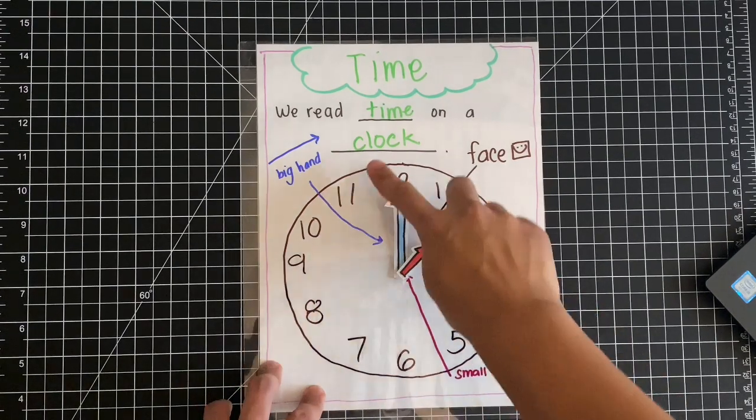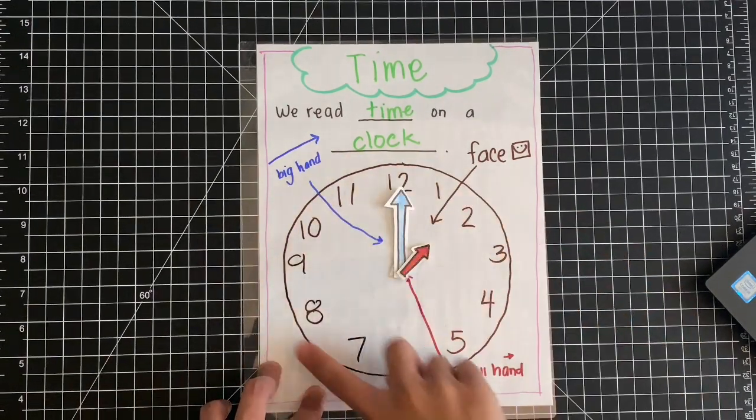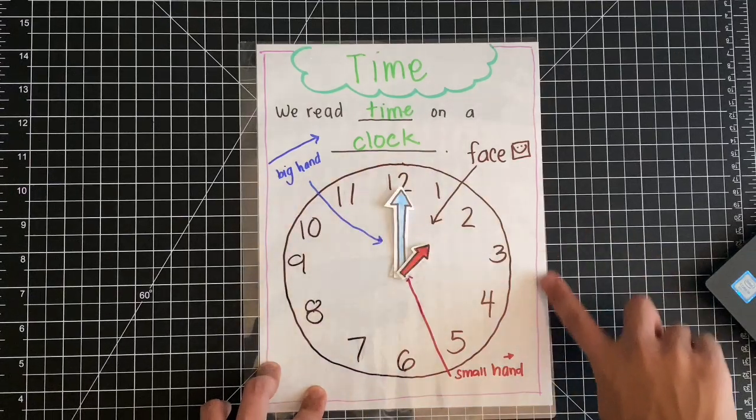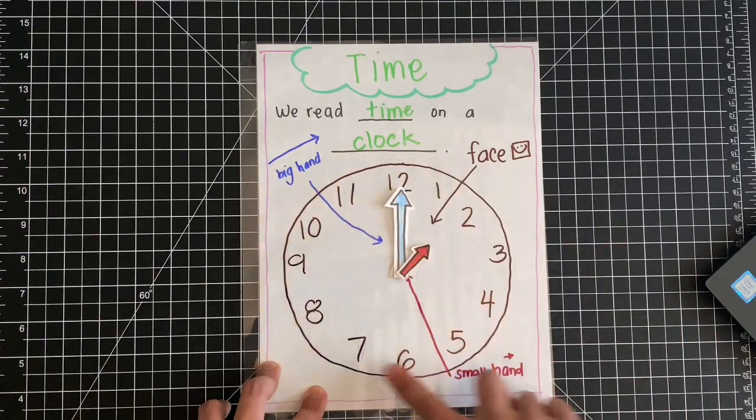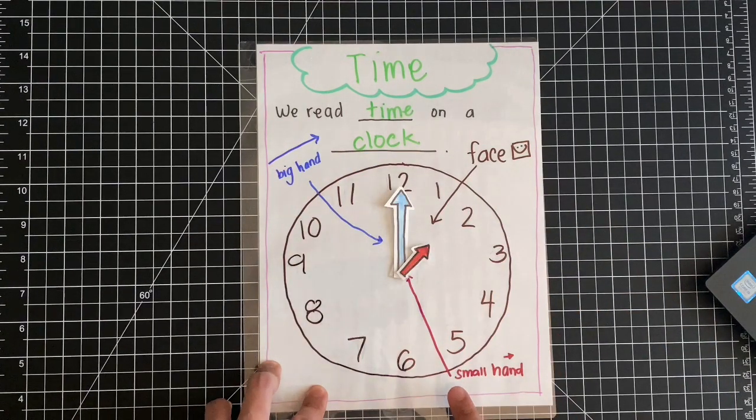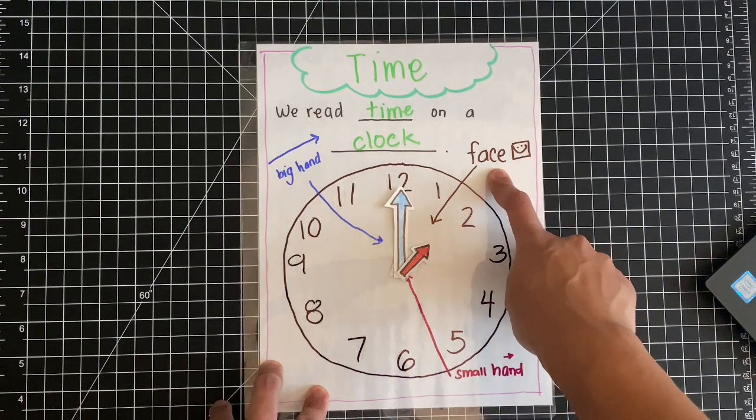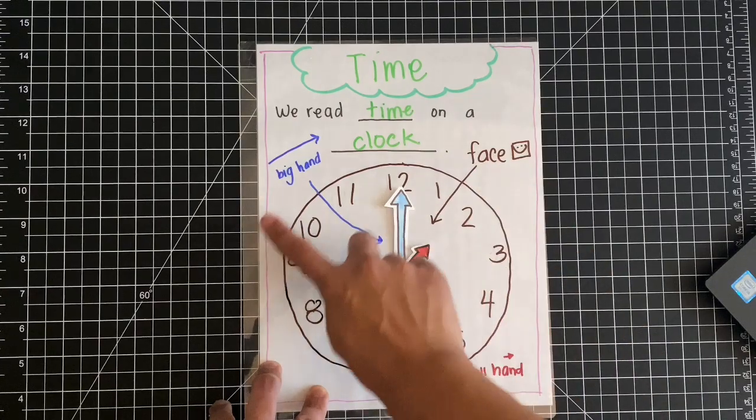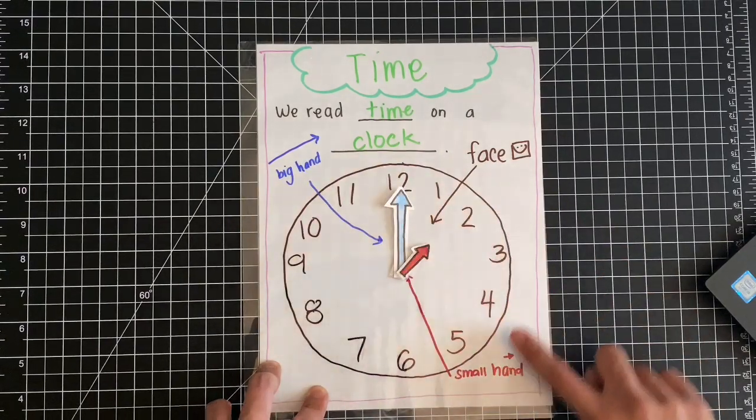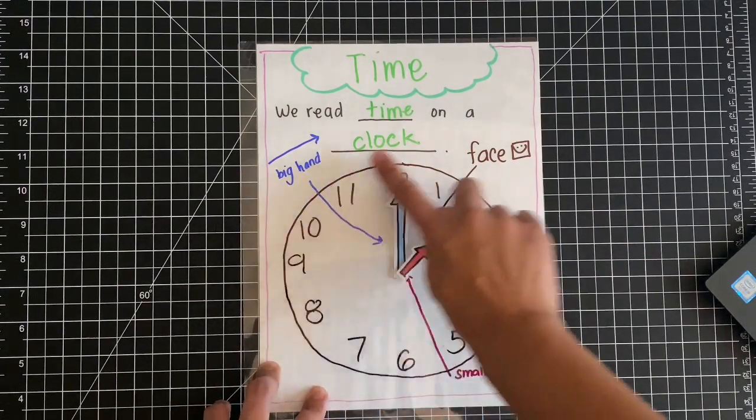So the first part we know about is the shape of the clock. What do we call the shape of a clock? It's called the face. What's it called? The face. The face tells us the shape of the clock.